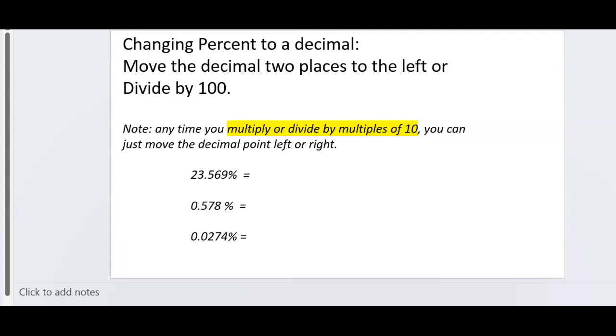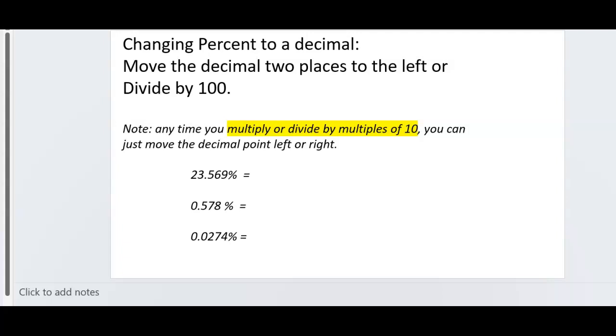Welcome. This is a quick recording for a step-by-step process on how to calculate the average atomic mass. So the slide you're looking at now is how to change a percent to a decimal, which you'll need in order to do the calculation.